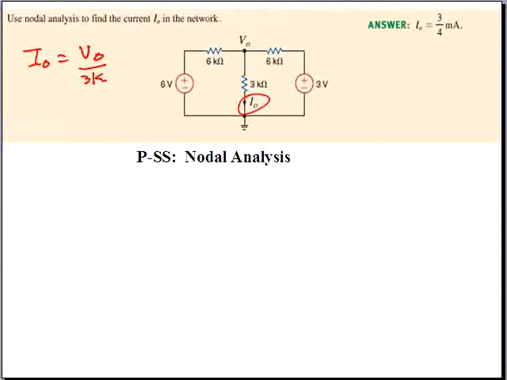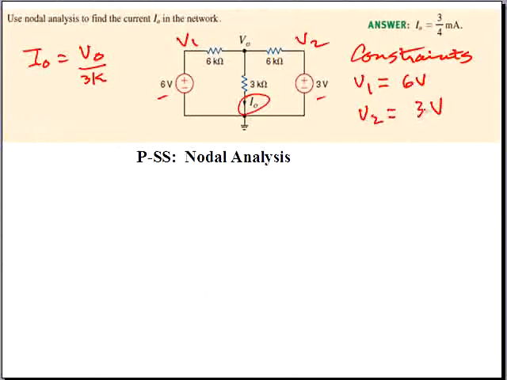There are two voltage sources in this circuit, a 6 volt and a 3 volt source. So we have constraints. We label these nodes V1 and V2. We have that V1 is already known to be 6 volts, and V2 likewise is known to be 3 volts.